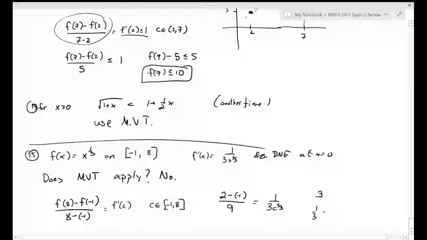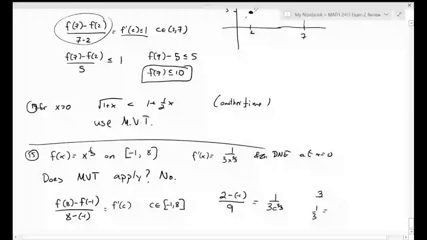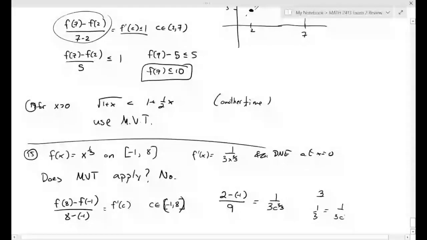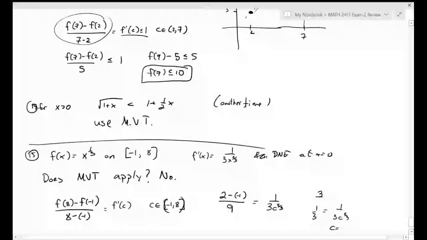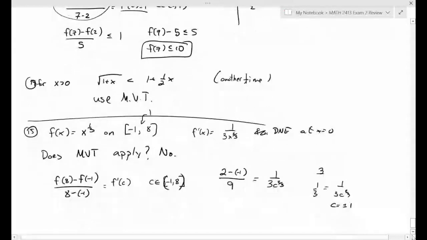So c would be plus or minus 1, right? So 1 in particular. c could be plus or minus 1. So 1 is inside that interval. It's not contradicting the mean value theorem. The mean value theorem just simply didn't apply, so it didn't guarantee such a c, but there still might be.